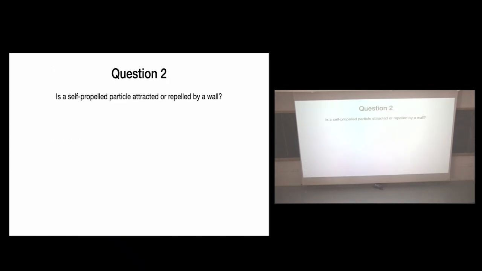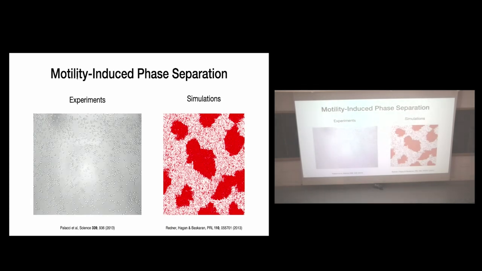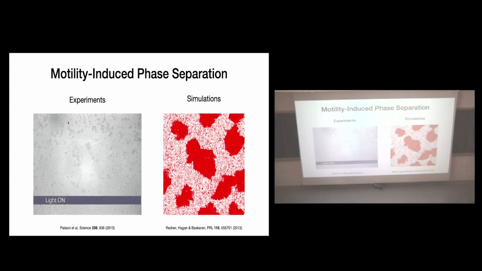Okay. So the second question I wanted to ask is, now that we understood the behavior of active particles: is a self-propelled particle attracted or repelled by the wall? Who says repelled? If an active particle touches the wall, does it get attracted? Does it stick or does it go away? Okay, so nobody was distracted by the WhatsApp messages. This is good, and this is indeed the reason for motility-induced phase separation.